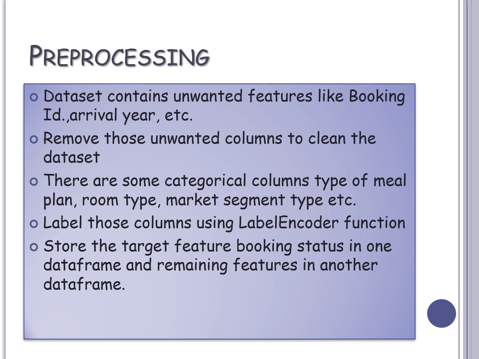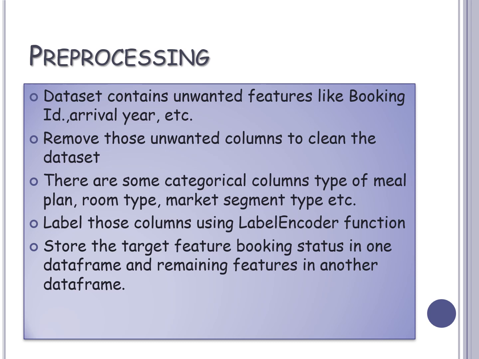Now we are going into the process of pre-processing the dataset. This hotel dataset contains unwanted features like booking ID, arrival year, etc. It may also contain arrival date, arrival month too. Remove all those unwanted columns to clean the dataset, because by keeping those features, we can't build a proper machine learning model.